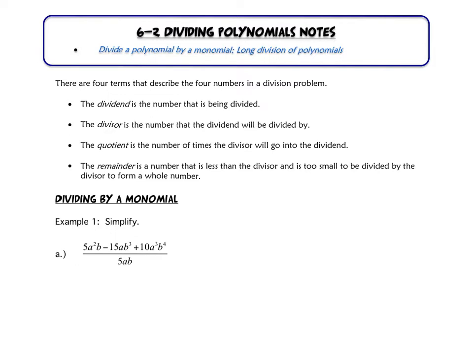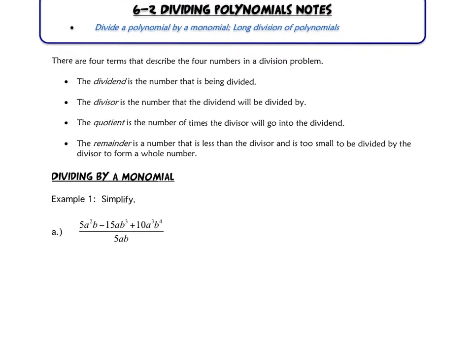These are some terms that you probably have heard before, but it might have been a bit since you've heard them. The dividend is the number that's being divided. The divisor is what you are dividing by. The quotient is the number of times the divisor goes in. And the remainder is what's left. I know the definitions are a little bit more wordy than that, but when we get into a few examples, I'll point out each of these to you.